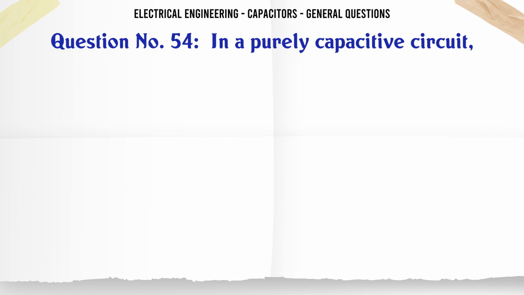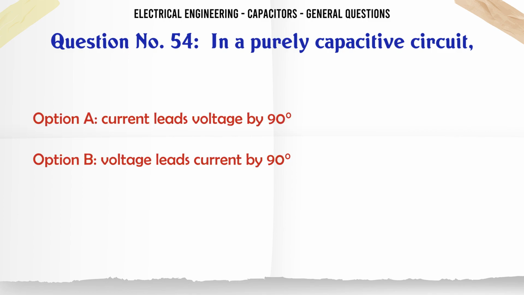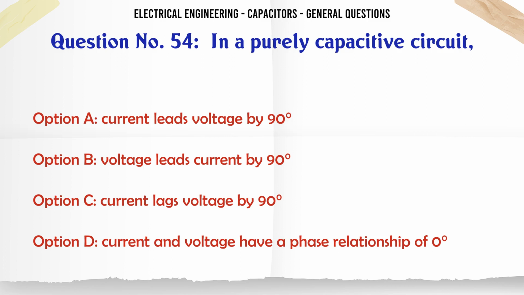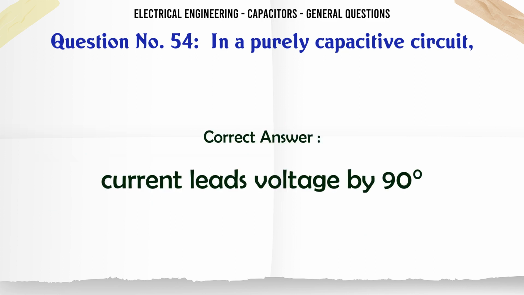In a purely capacitive circuit, A. Current leads voltage by 90. B. Voltage leads current by 90. C. Current lags voltage by 90. D. Current and voltage have a phase relationship of 0. The correct answer is current leads voltage by 90.